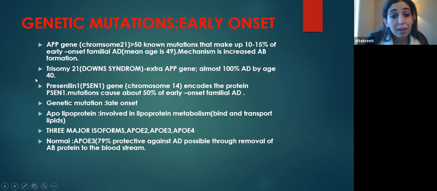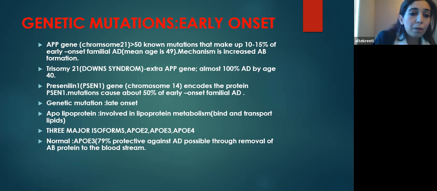And we have another gene mutation related to Alzheimer's: the presenilin gene, which is located on chromosome 14. It encodes the protein PSEN1. So mutations in this gene lead to 50% of early onset familial Alzheimer's disease. This is the early onset form of Alzheimer's disease.